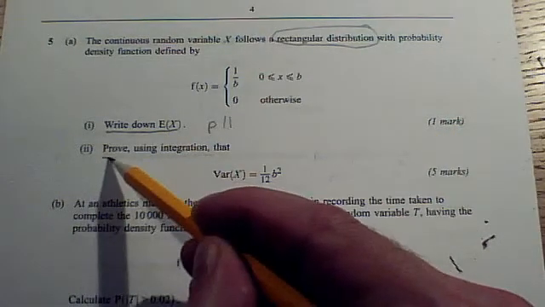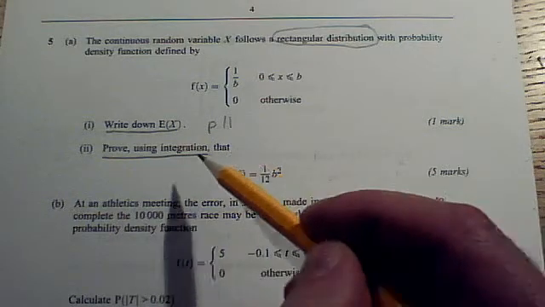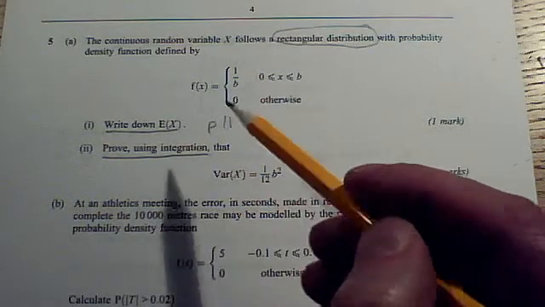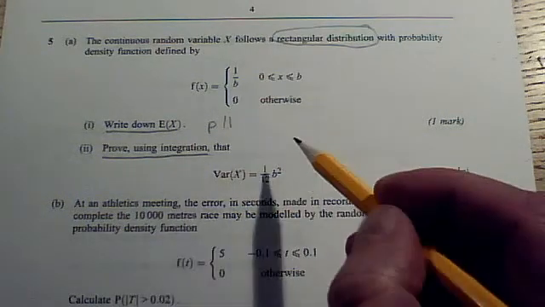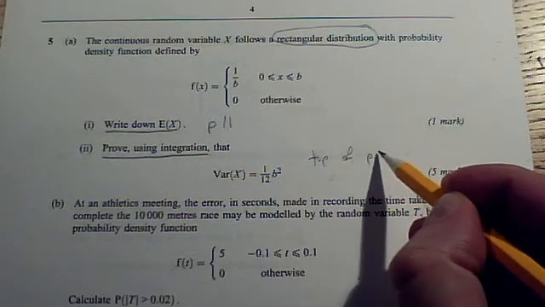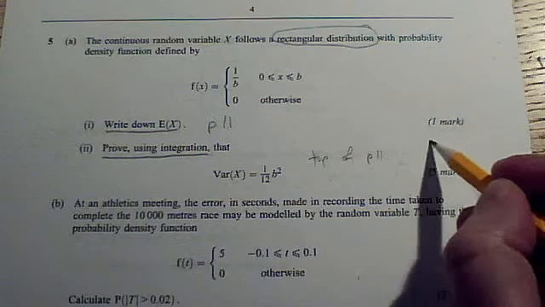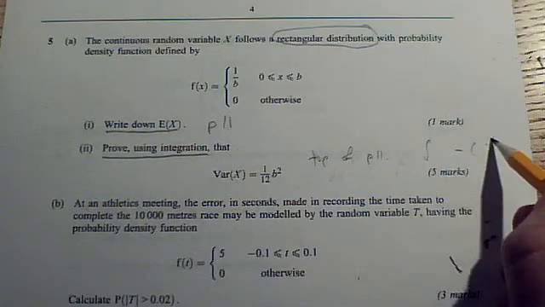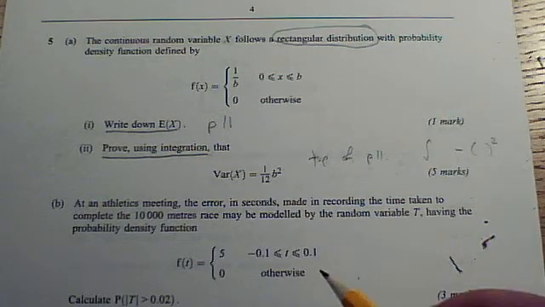Then we've got to prove using integration. So although we could use the other formula from that table, we actually have to set up the integration. It's the top of page 11 where the integration formula is. It's not just an integral, it's an integral minus something squared. Make sure you don't forget that last part.